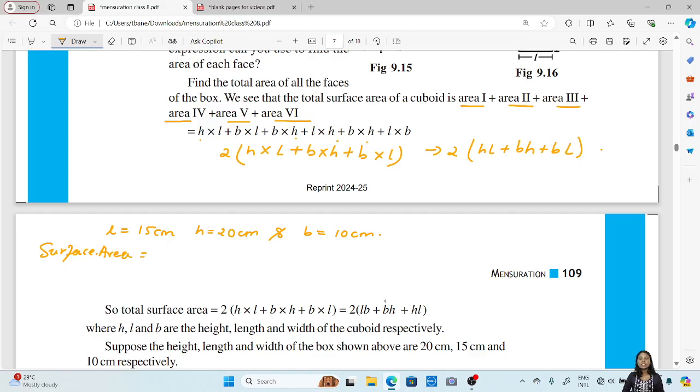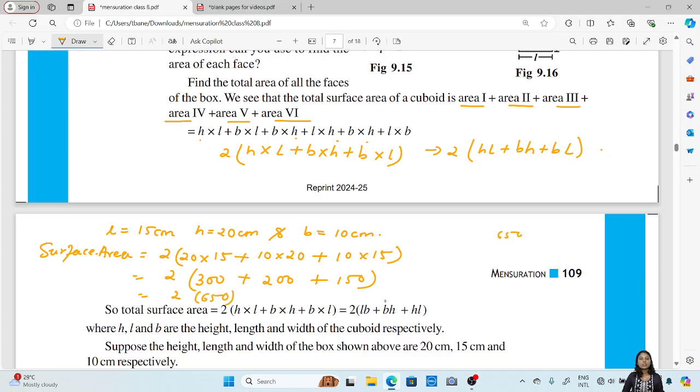Okay. So what we'll do is 2 into height 20 into length 15, plus breadth 10 into height 20, plus breadth into length, breadth 10 into length 15. So we'll get 2 into 300 plus 200 plus 150, so this will give us 2 into 650.